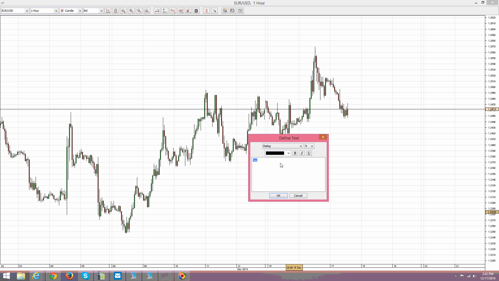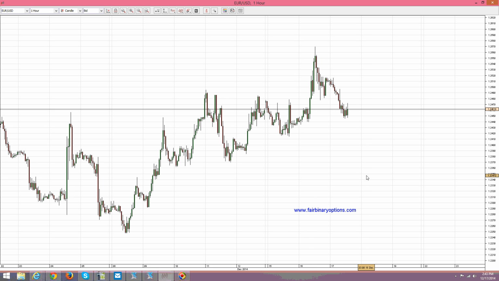So let's write here that this is fairbinaryoptions.com, and what we have here is the euro US dollar ahead of the FOMC statement and Fed projections. And I would like to point out that we are in a delicate situation, and I would like to buy put options, but not from these levels, after a bit of a spike higher.